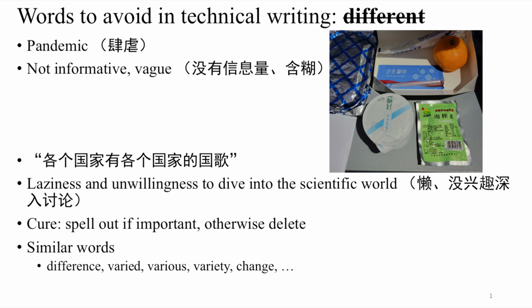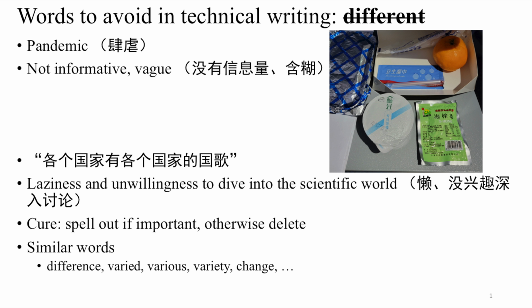Expressions like "different X correlates to different Y" contain no detailed information and are vague. It's like this Cantonese tongue twister, 嗰個國家有嗰個國家嘅國歌, meaning "different countries have different national anthems," which contains no solid information. The use of "different" 99% of the time shows either laziness or unwillingness to dive into the scientific world, and I will elaborate in examples.